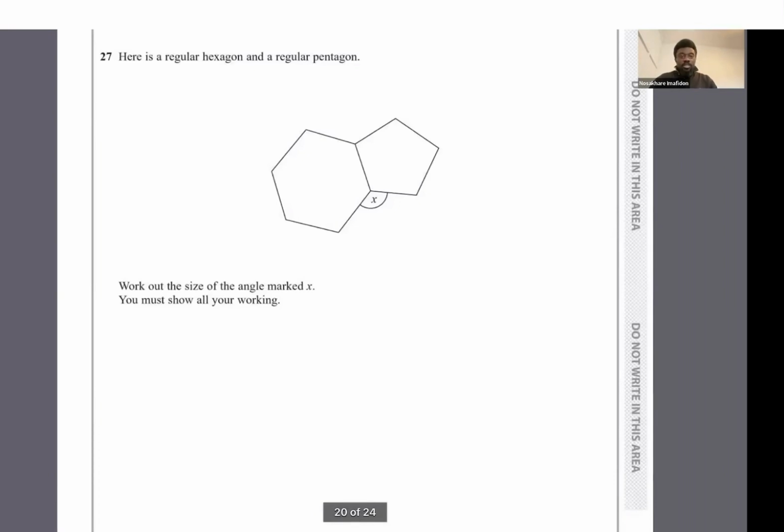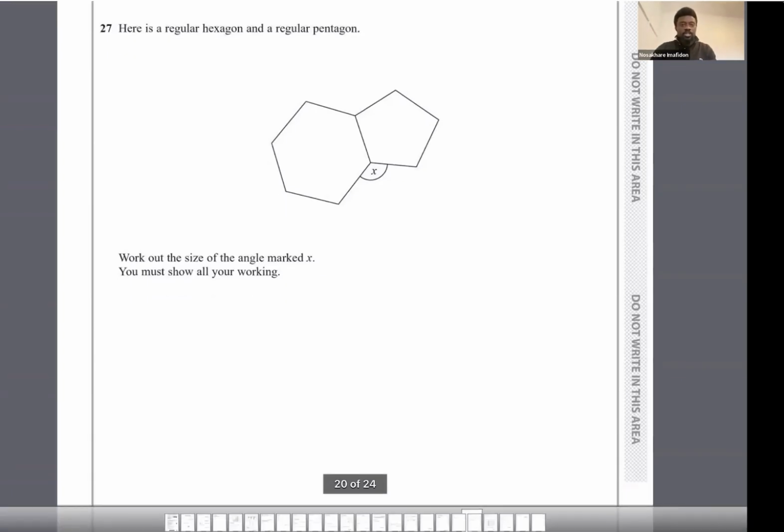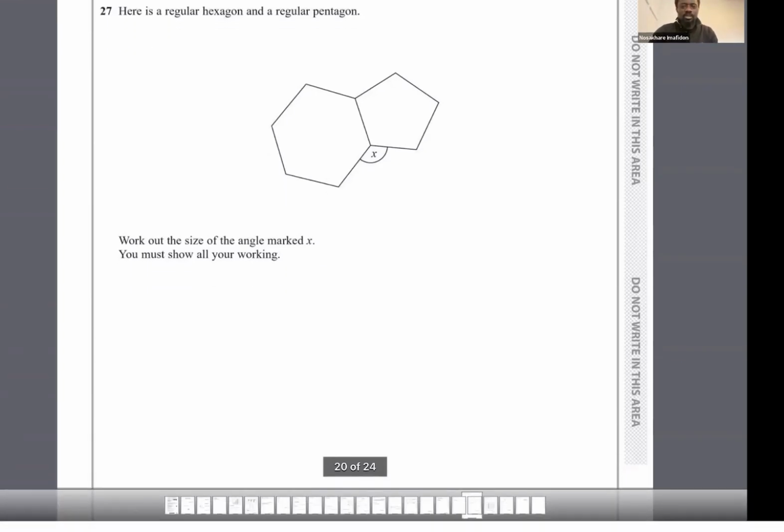Good afternoon, everyone. We are here again to solve a question. The question is on polygons, and of course, we all know what polygons are. We have different types of polygons. A polygon is a plane figure with n sides. A plane figure with n sides is referred to as a polygon.